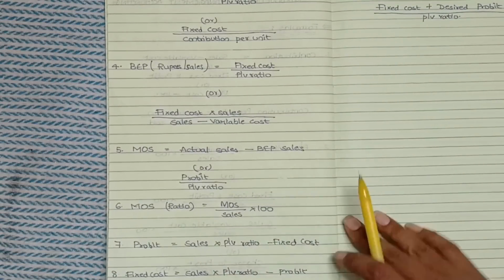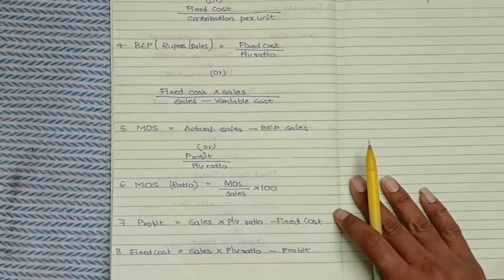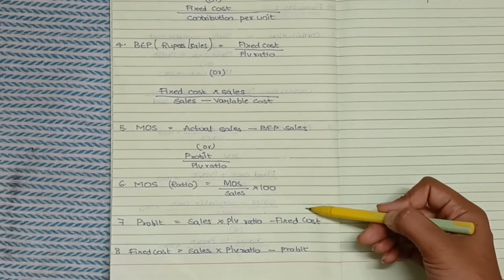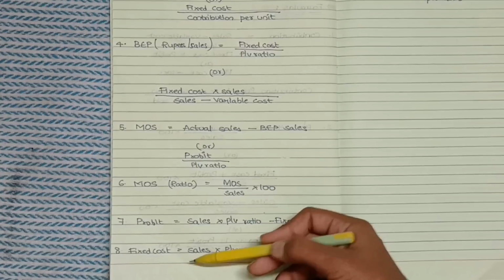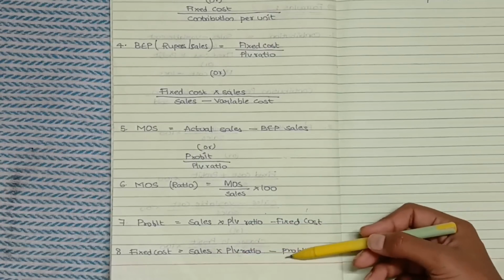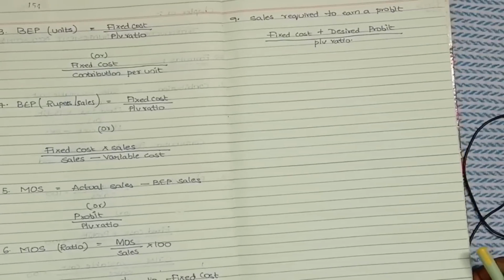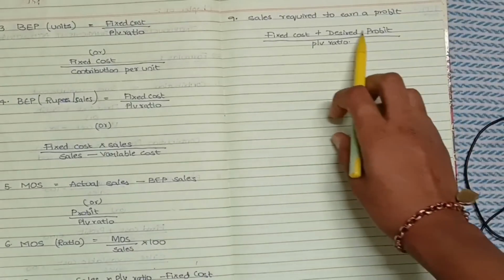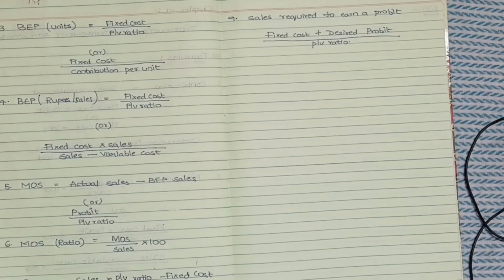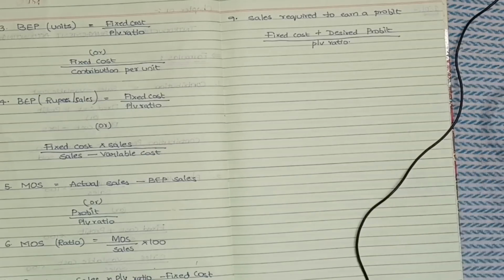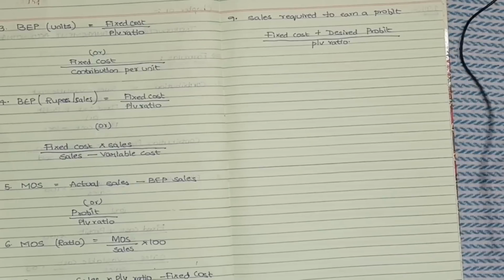If they are asking you to calculate profit, you need to use this formula: sales into PV ratio minus fixed cost. If you want fixed cost, it is sales into PV ratio minus profit. And the last formula, the ninth formula, is sales required to earn a profit: fixed cost plus desired profit divided by PV ratio. These 9 formulas you need to remember in your mind.